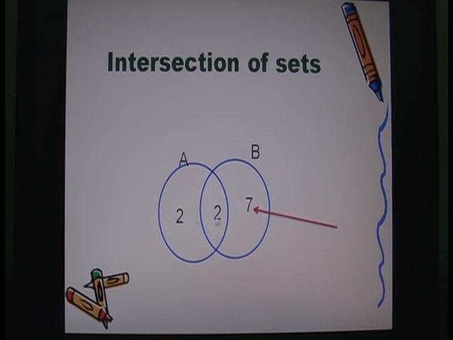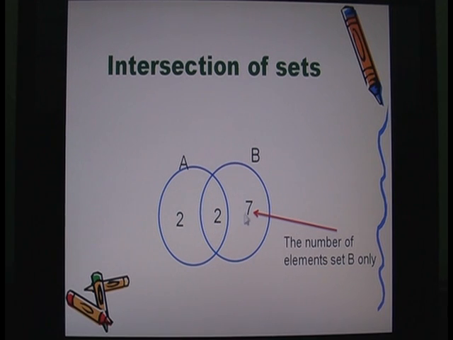Now what is this 7 telling us now? That 7 is telling us what? The number of elements in set B what? Only. And once again, if you go back to your notes, you will see that if you add 2 and 7, you'll get what? 9. And if you count the number of elements in B, you should get what? 9. But the 7 here is telling us the number of elements in set B only.